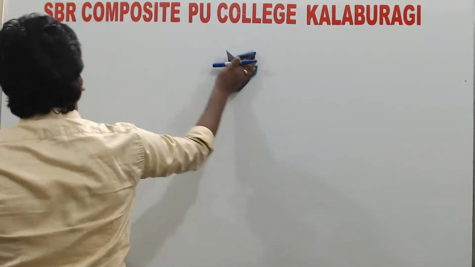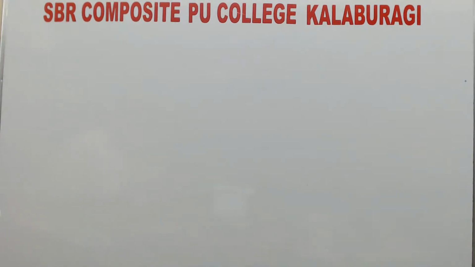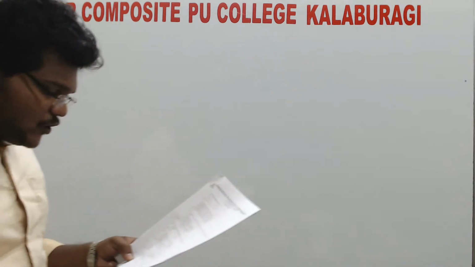Let us go for question number 7. What have they given? Iodoethane reacts with sodium in presence of dry ether. Question number 7 is again based on the Wurtz reaction.